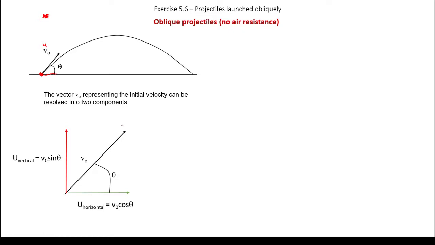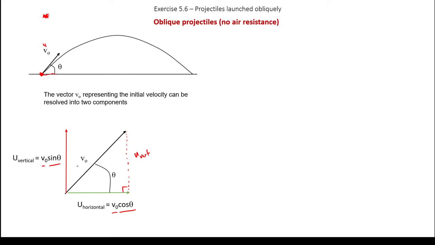So if we have some v0, we've just got a right angle triangle. v0 is our hypotenuse, at some angle theta. We can resolve it to find our initial vertical and our initial horizontal, where the horizontal is initial velocity cos theta, while the vertical is initial velocity sine theta.